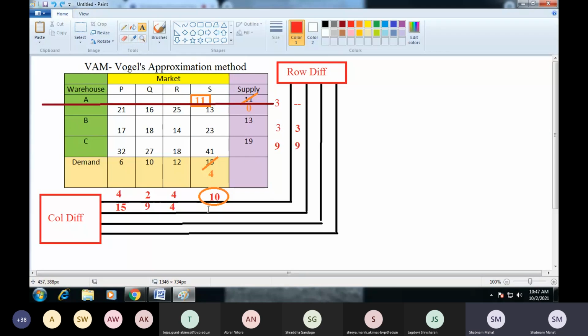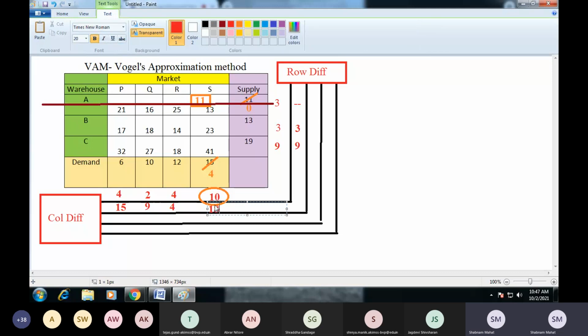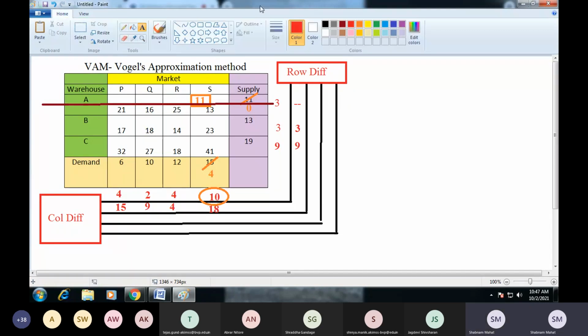Now check where the maximum penalty is. Again, the maximum penalty is related to my column number 4. This is my maximum penalty, so again I select this same column. Check in the same column where the minimum value is. There are only two values, 23 and 41. Out of these two values, first of all we check where the minimum value is. My minimum value is 23. So I select this cell for further allocation.